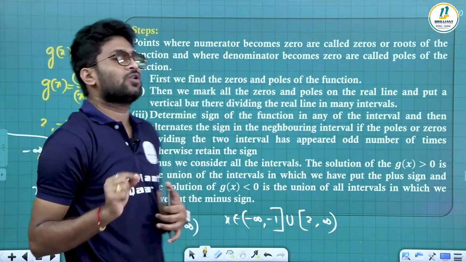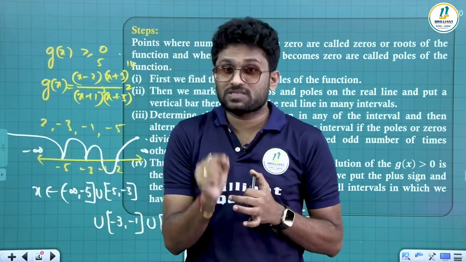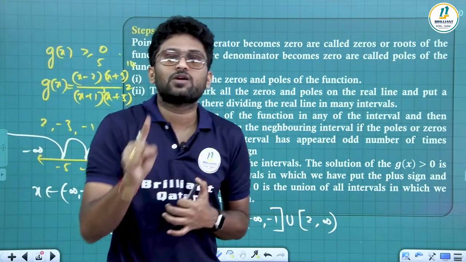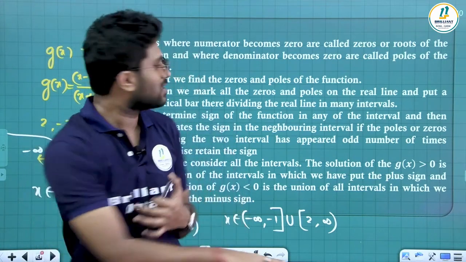Denominator poles shouldn't be included. That means the denominator poles, these minus 1 and minus 5, should never be included in the solution.